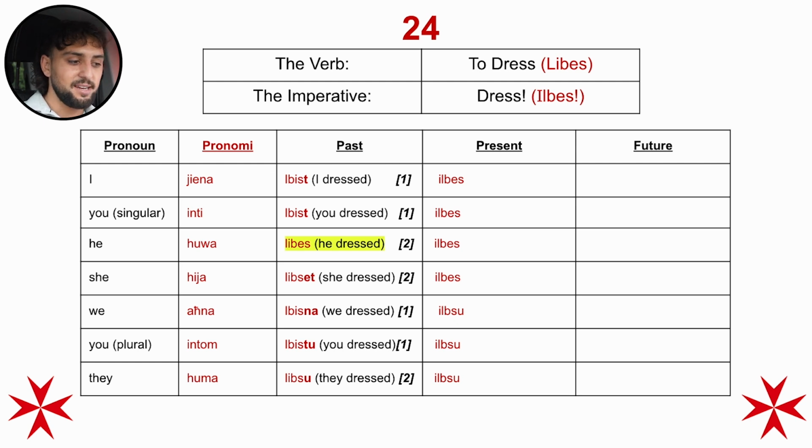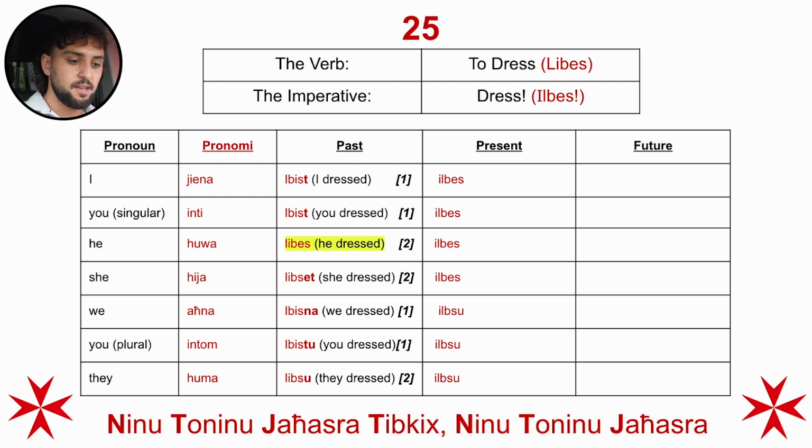That's right, we need the mnemonic I taught you from the previous verb. And that mnemonic is indeed Ninu toninu yahasra tepkish. Ninu toninu yahasra. And the way we utilize this is by taking the first letters from each of those words and placing them in front of the imperatives. So the N from Ninu goes in the top row, the T from Toninu goes in the second row, the Y from Yahasra goes in the third row, and so on.